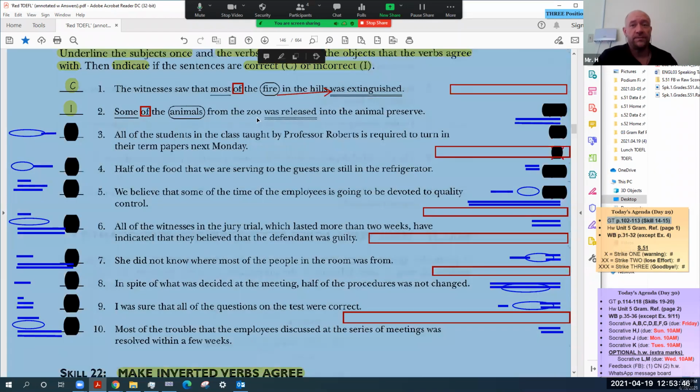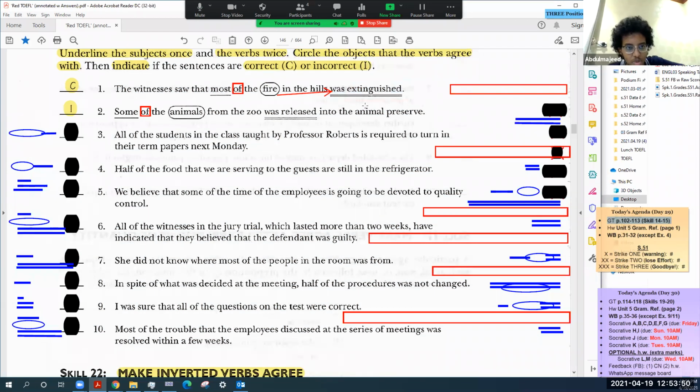All right, Abdul Majid, explain number 2. Some of is the subject. Some, yeah. And then the verb is was released. Now, why is this example incorrect? Because it depends on the object, the animals. In this case, which object? The zoo? No, animals. Aha. Which does it follow? It must follow of. See, this doesn't follow of. So it's not the zoo. It depends on the word that comes after of.